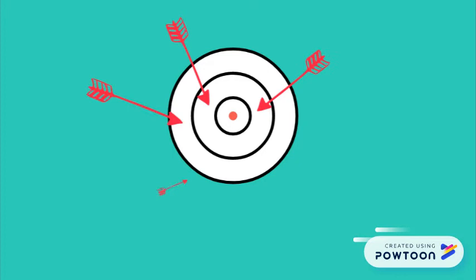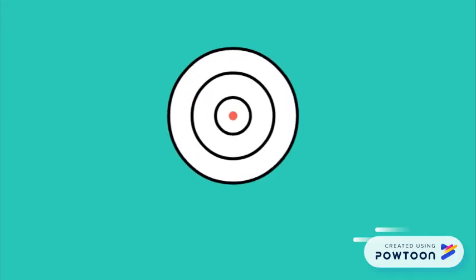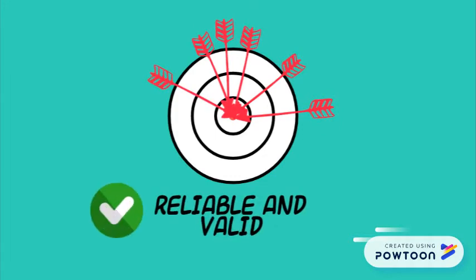If the errors are not grouped and not on target, the test shows inconsistency. So it's neither reliable nor valid. If the errors are grouped and on target, it shows consistency and accuracy. The test is valid and reliable.